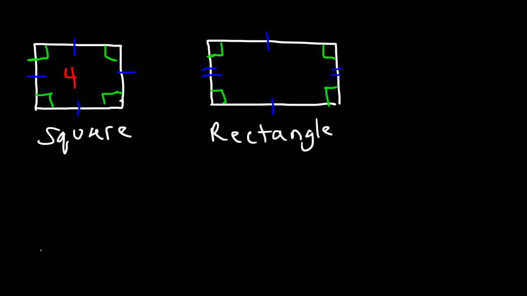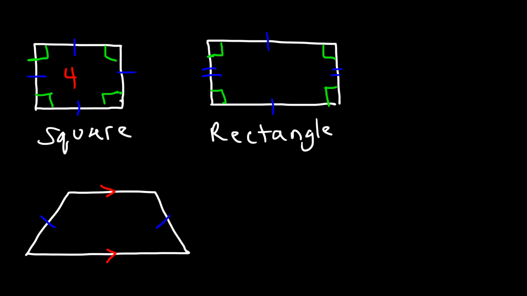Another example is a trapezoid. So this right here is a trapezoid. These two lines are parallel to each other. And if it's an isosceles trapezoid, then these two sides are congruent to each other.